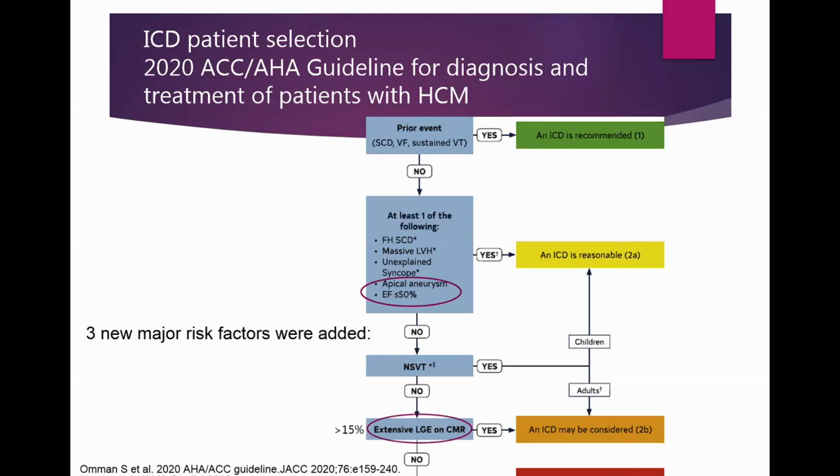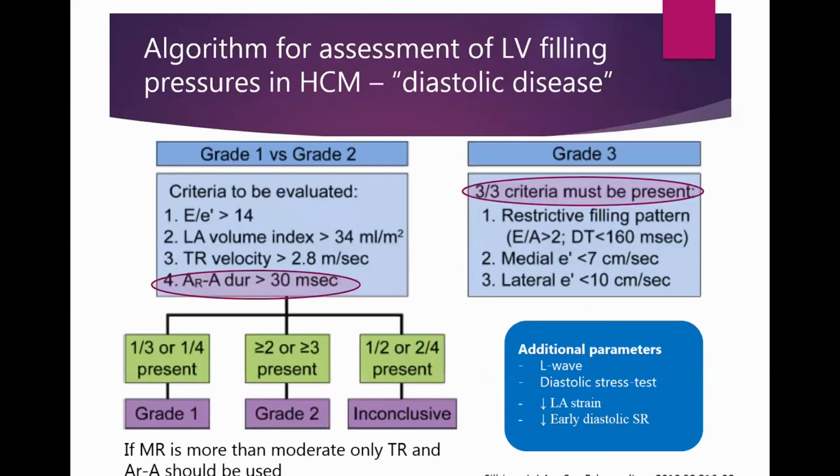According to American guidelines from the last year, ICD patient selection is very important, and in this guideline, 3 new major risk factors were included: apical aneurysm, ejection fraction below 50%, and extensive late gadolinium enhancement on CMR over 15%.